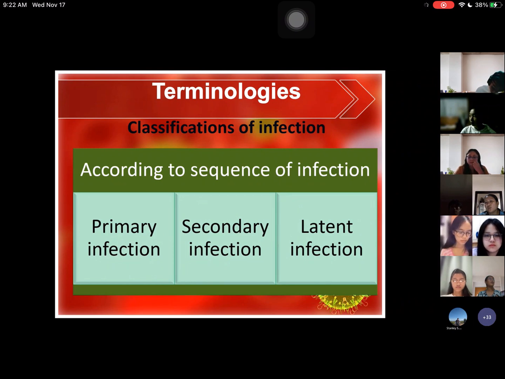Okay, so from the chickenpox, when you already overcame it, the pathogen is still there, but the moment your immune system weakens, it will develop to shingles. That is the infection of our nerve tissues. Okay? So these are the classification of infection according to the sequence of infection.